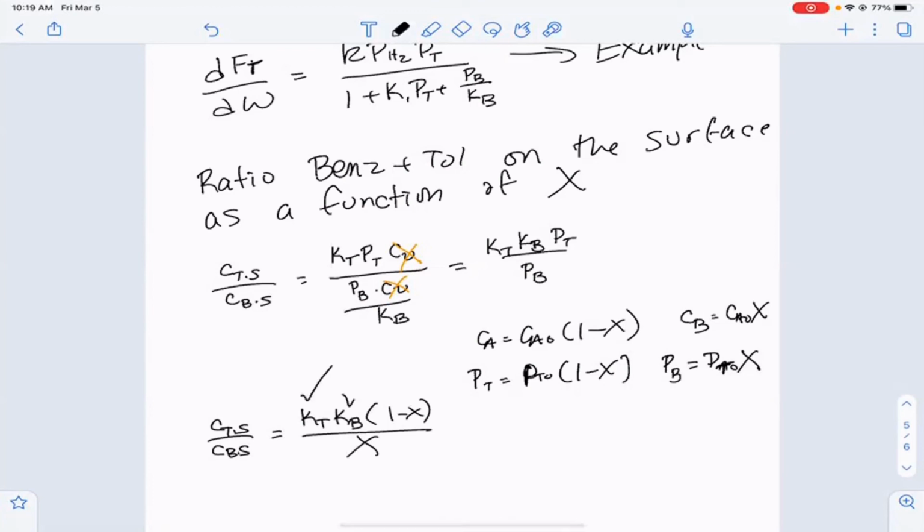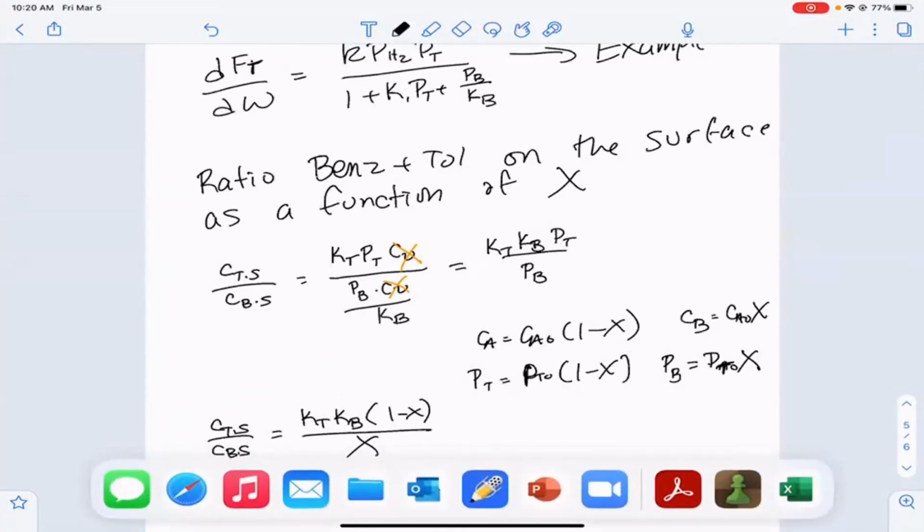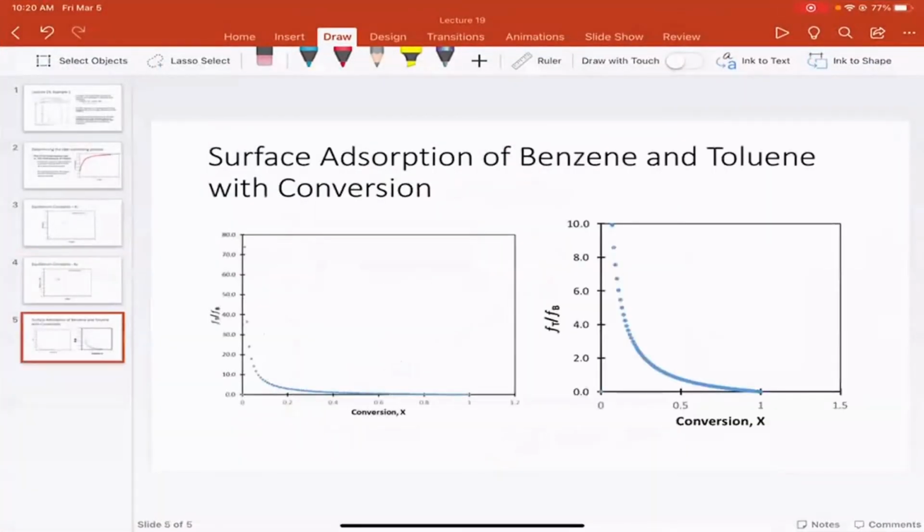And remember, we just found this using the experimental data. So without even doing any complicated Euler's method in Excel, we could find some things like what the ratio of the surface species would be as a function of the conversion. It could be something that we want to know. And so here's that ratio.